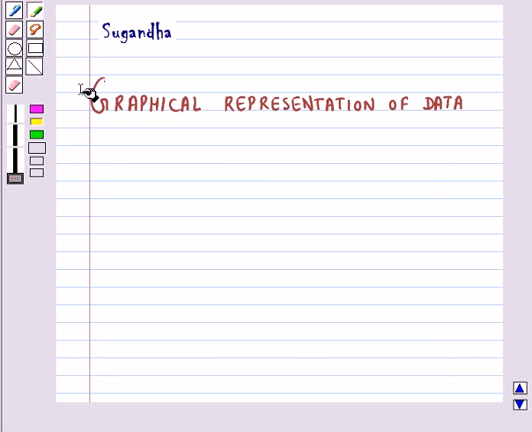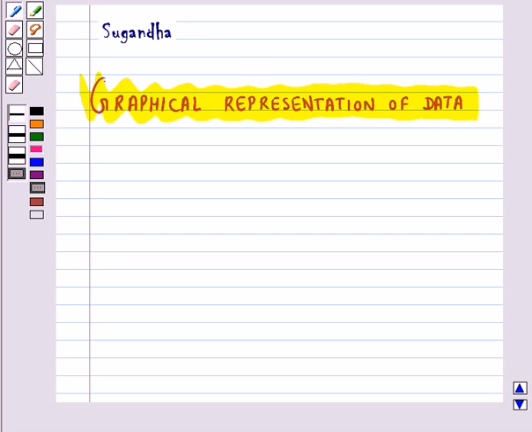In this session, we will discuss graphical representation of data. To understand the actual data, we need graphs so that we understand the data better. We have three graphical representations of data. The first one is bar graphs.